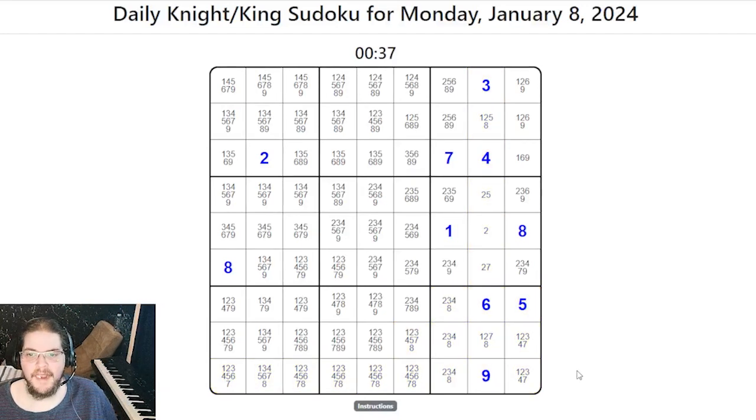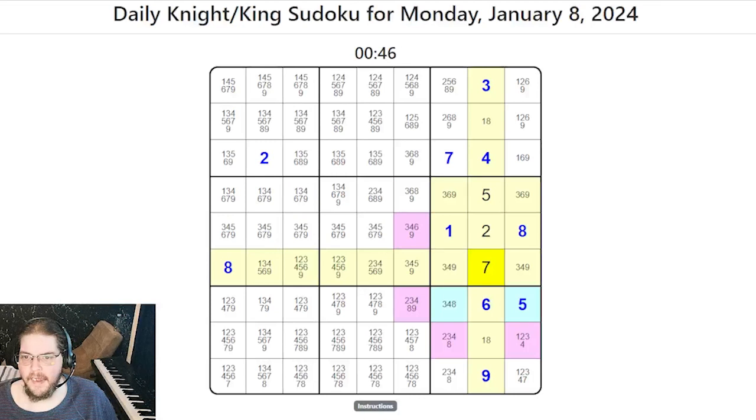First quick pass we'll make is to scan through the grid for any singles where there's only one possibility in the grid and fill in all of those. We've got a 2, a 5, and a 7 there. And it looks like that's all the singles we have.